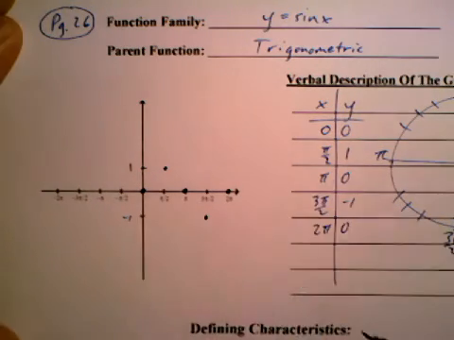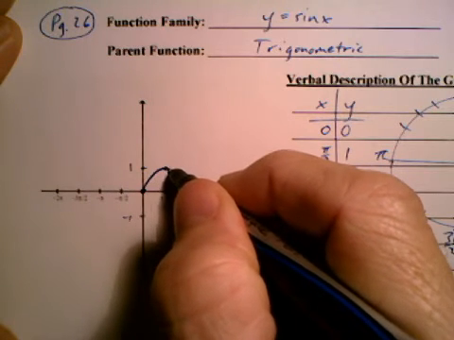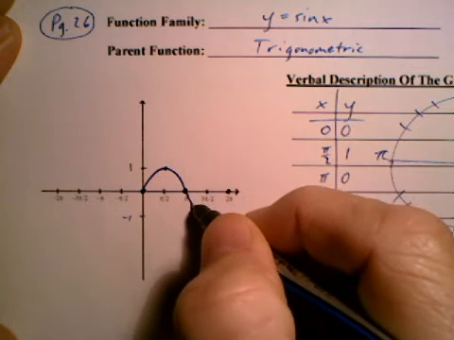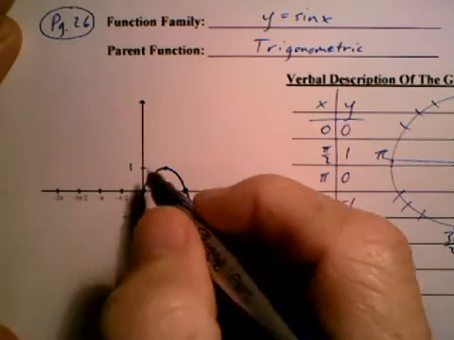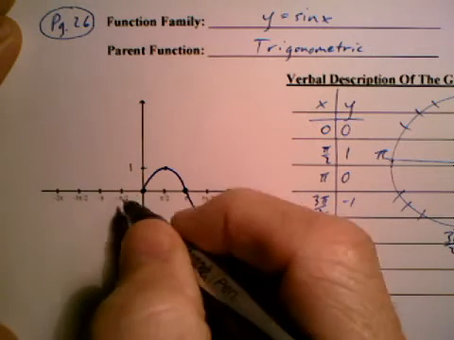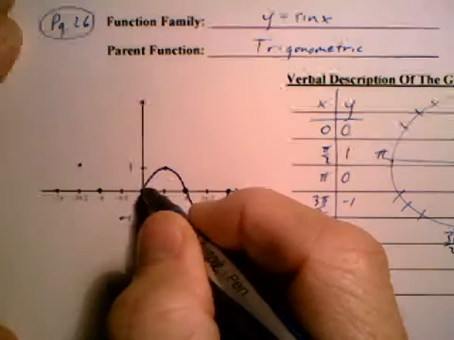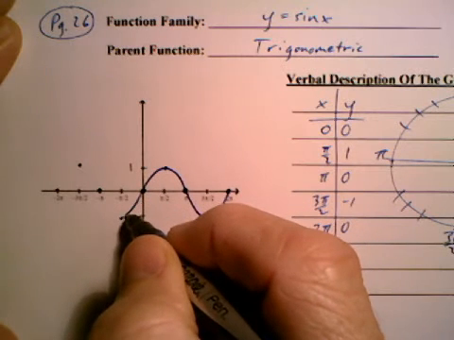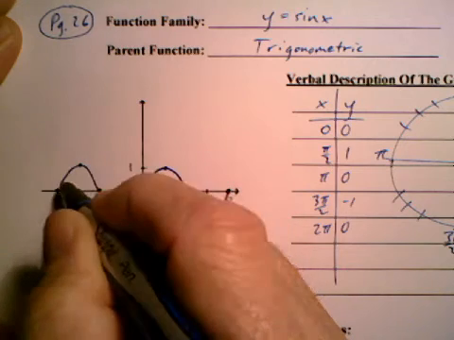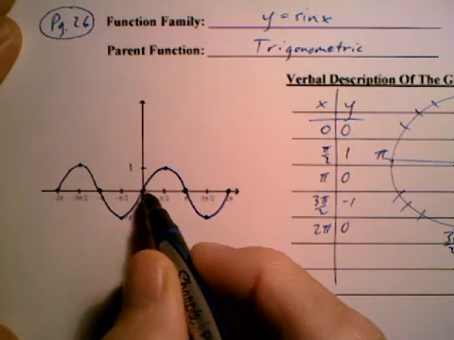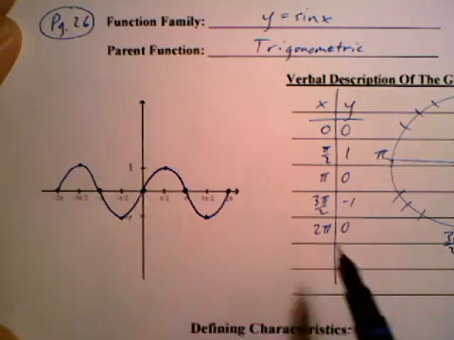Okay, and so just like the cosine graph, the sine graph is nice and smooth and flowing, and it looks like that. We can plot some points over here as well. I'll let you find those. And we see that the sine graph looks the same between 0 and 2 pi as it does from -2 pi to 0.